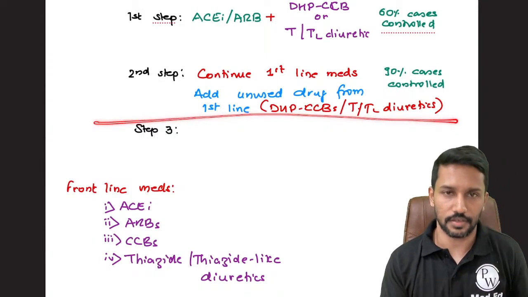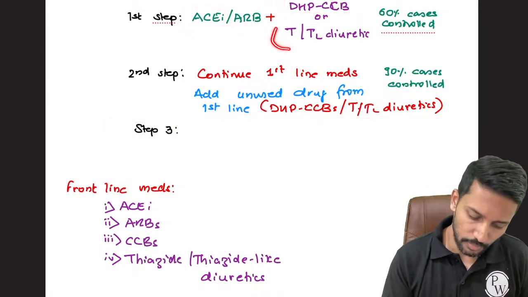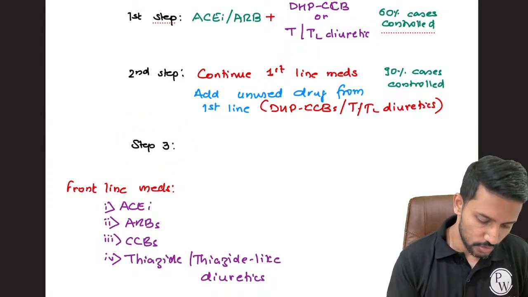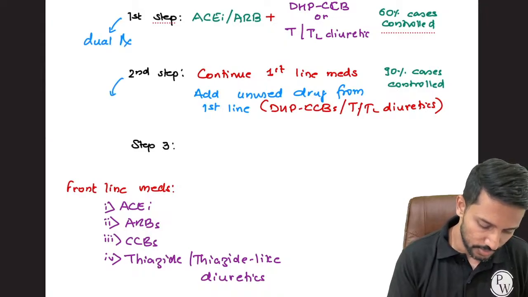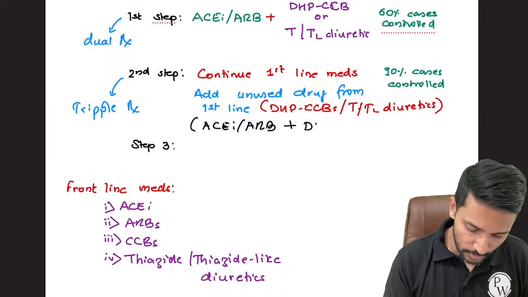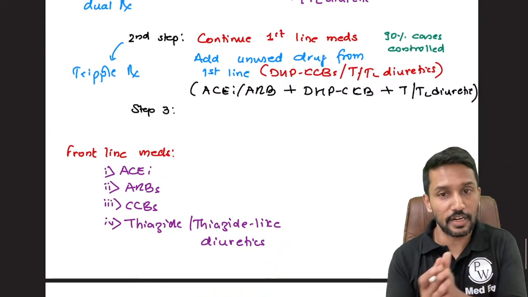now I'm using 3 drugs, right? Either an ACE inhibitor or ARB plus a dihydropyridine calcium channel blocker plus a thiazide-like diuretic. So we can also call it triple therapy. The earlier stage you can call dual therapy because we are using 2 drugs. Now here I will call it triple therapy because by this time the patient is on an ACE inhibitor or ARB plus a dihydropyridine calcium channel blocker plus a thiazide or thiazide-like diuretic. So we are now using 3 drugs and the patient's BP is still not controlled.